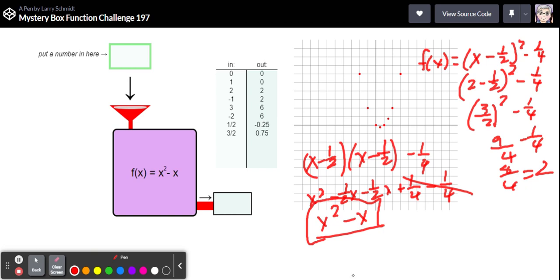Well, how did that go for you? Did you see quadratic here? Did you figure out what was going on inside the box with the x squared minus x? Did you get that, or did you get this? Let me know. Thanks, everybody.